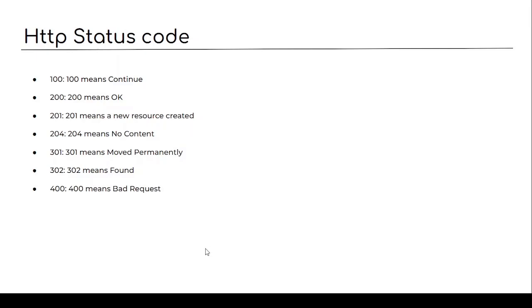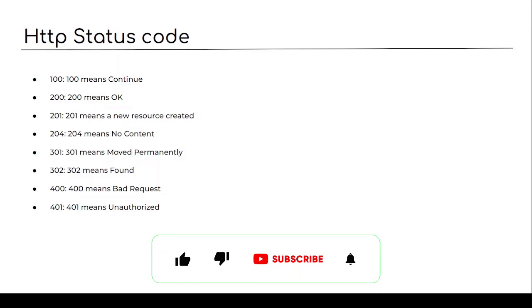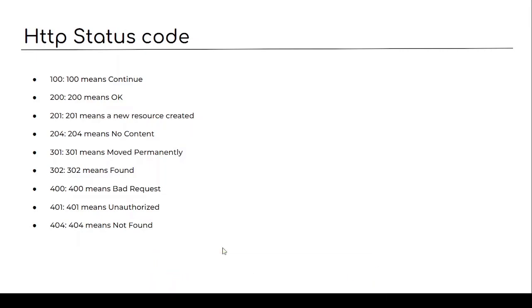The next one is 400, which means bad request. This happens if the request contains some wrong data. The next one is 401, which means unauthorized. If you are trying to access a resource for which you don't have access, then you will get this code. And the next is 404, which means not found. If you are looking for a resource that does not exist, then you will get a 404 not found status code from the server.